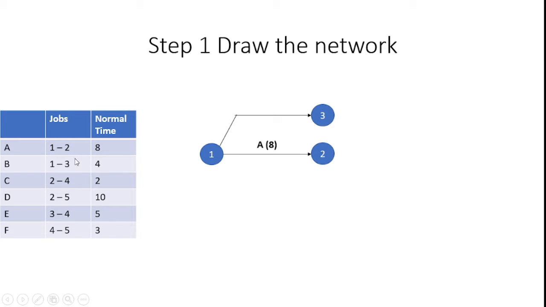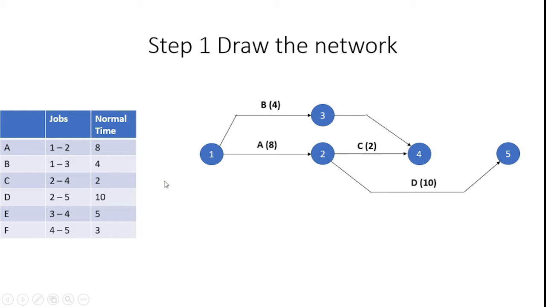After that, the second sequence is 1 to 3. I can represent 1 to 3 like this, and it consumes 4 days for activity B. After that, 2 to 4 consumes 2 days. After that, 2 to 5 consumes 10 days. Then 3 to 4 consumes 5 days. Finally, 4 to 5 consumes 3 days. So the first step of drawing the network is completed. Likewise, we can draw the network for the given problem.